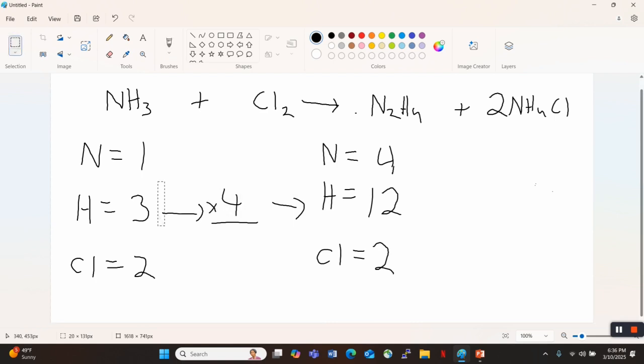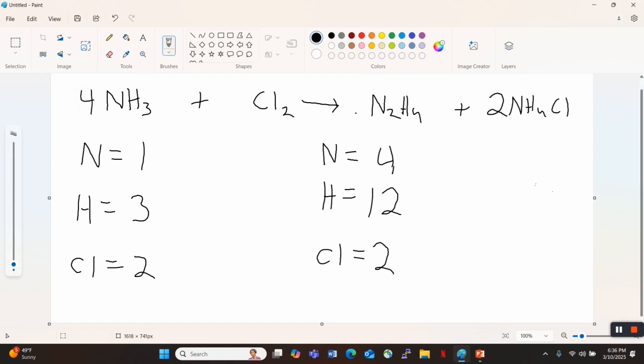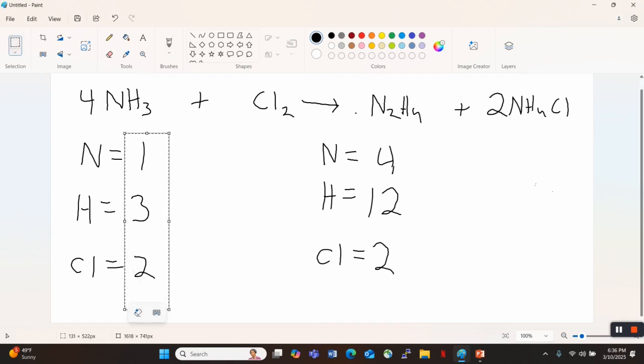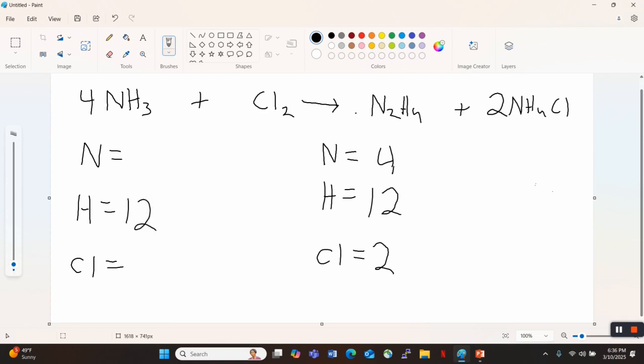So if we multiply the ammonia on the reactant side of our equation by a coefficient of 4, then we wind up having 12 hydrogen atoms, 4 nitrogen atoms, and 2 chloride atoms in our reactant stream, which balances the equation.